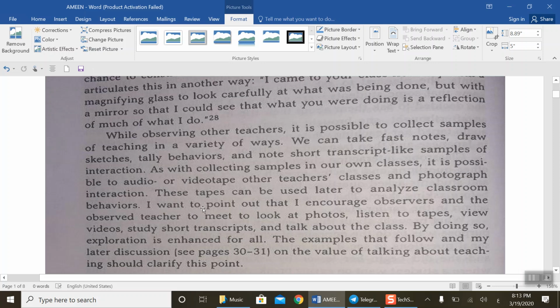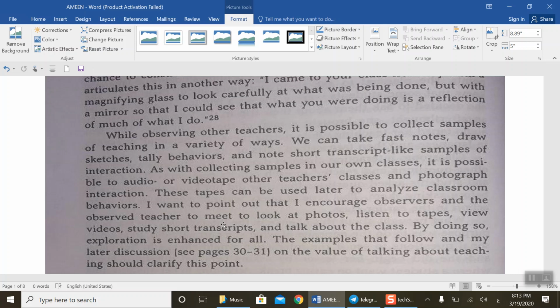Here the writer says: I want to point out that I encourage observers and the observed teacher, meaning the one who visited the teacher and the teacher himself, to meet. For example, I, Mr. Muhammad, go to the class of Mr. Ali, or Ali Shah's class, or Ahmed Mansour's class. Okay, I observe what is inside the class.